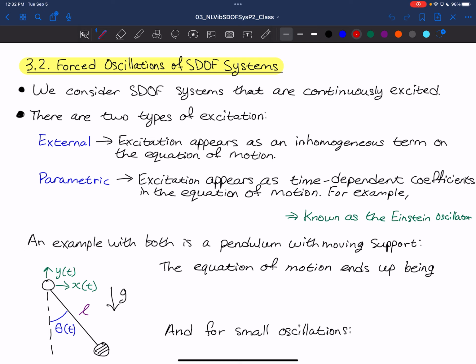A simple example of that is what's known as the Einstein oscillator, and this has the form x double dot plus omega squared of epsilon t times x equal to 0. So here, this omega squared is a function of epsilon t. It's not multiplying epsilon t, it's a function of epsilon t. And so in this case, the parameter itself, omega, is varying with time. That gives us this parametric excitation.